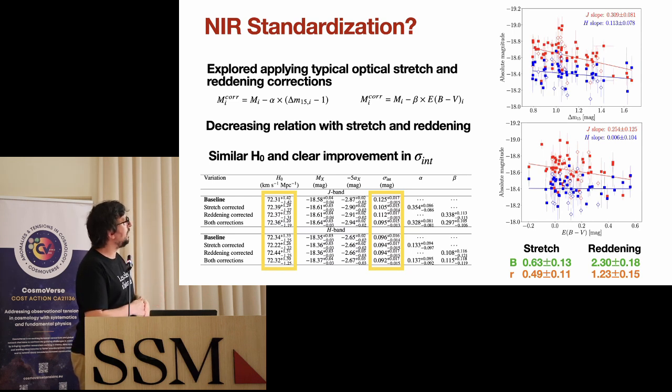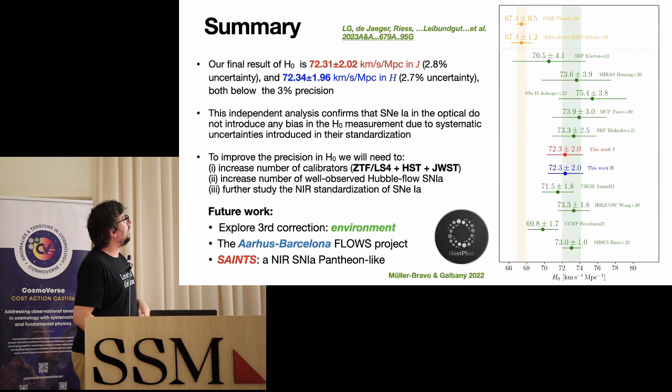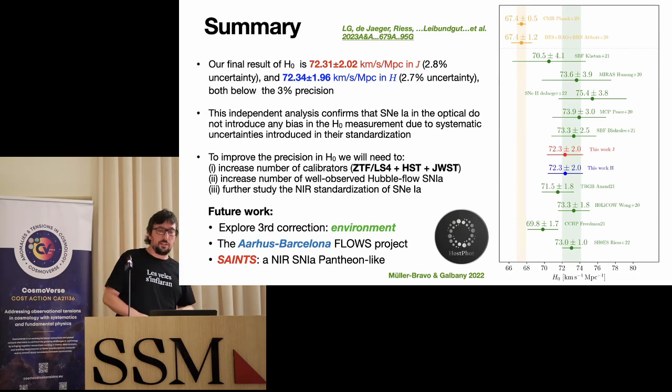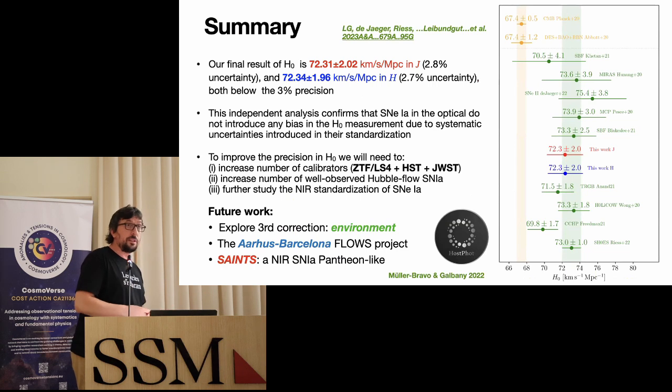by 0.1 or so. But what is reduced is the intrinsic scatter in J from 0.12 to 0.09, and in H it doesn't change that much, just a bit, because as I said, the slopes of these relations are basically consistent with 0. So this is our final result with the systematics included, 72.3 plus minus 2, more or less. This is lower than 3%. So this confirms that SNe Ia in the optical are not the problem of this Hubble tension.